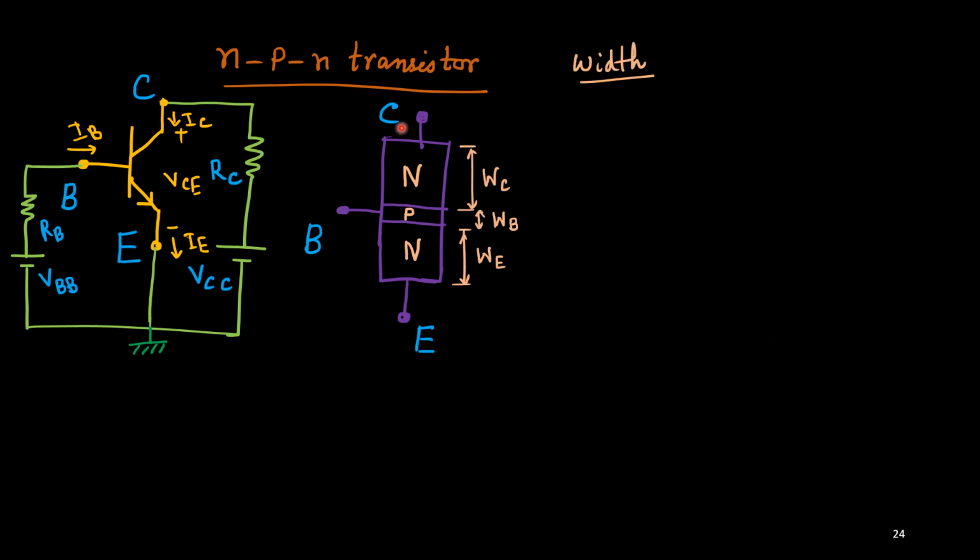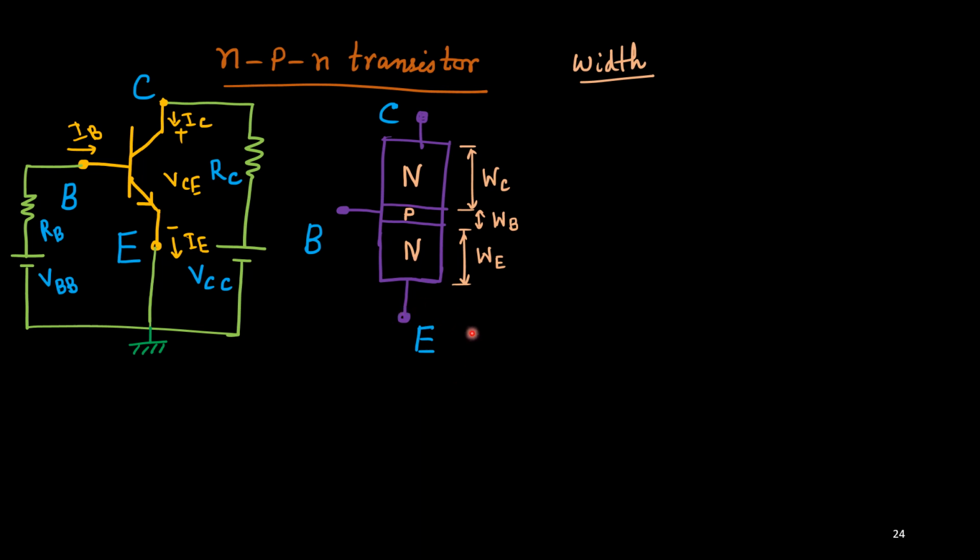Now we'll focus on the NPN transistor in more detail to understand these operating regions. First, we'll consider the construction of the NPN transistor, its physical structure, and the widths of these three regions: collector, base, and emitter.